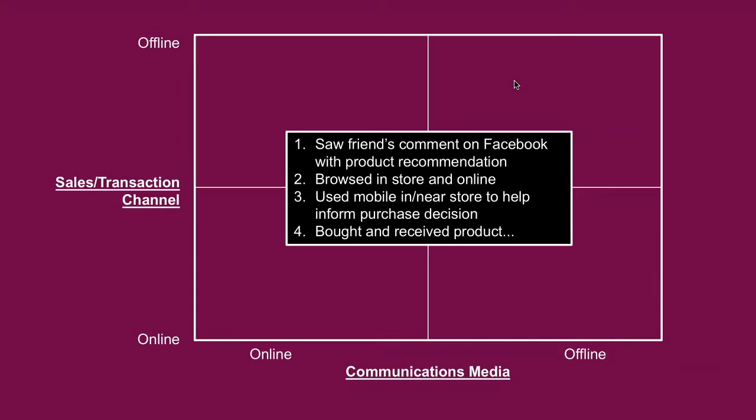And then they were near a store and they got alerted to some sort of special or offer via their mobile device because there was a proximity marketing element to it, which we'll talk about a little later on in terms of some of the stuff that Sprooki does. And that really helped inform their purchase decision. And then subsequent to that, they bought and they received their product. And that is the modern consumer journey for a vast bulk of consumers, and certainly a growing bulk of consumers.